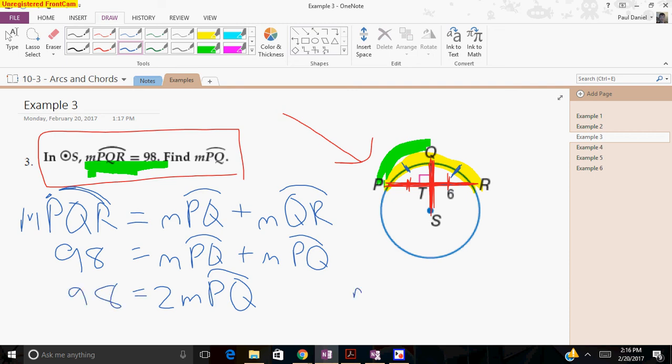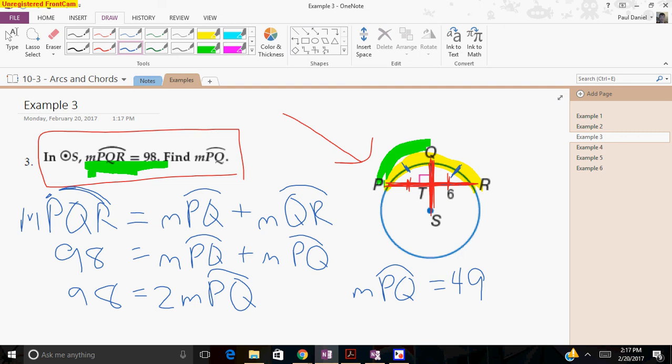Or in our case, PQ is equal to what happens when we divide 98 by 2, which is 49. Okay, so that's kind of a long way to go about it. We know it divides it into 2 equal parts. That means those 2 parts must be the same. If they're the same, then I could just divide that whole thing in half to get the real value.